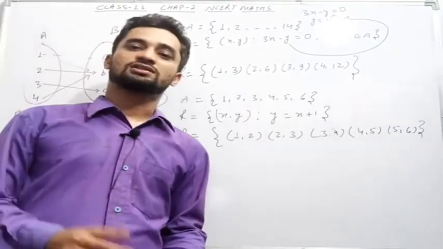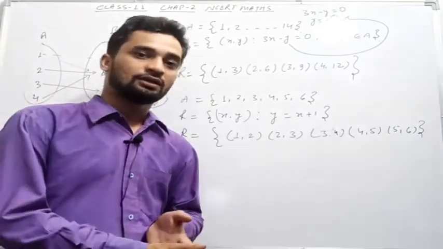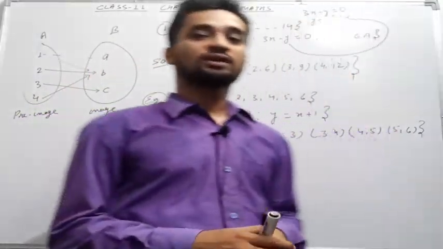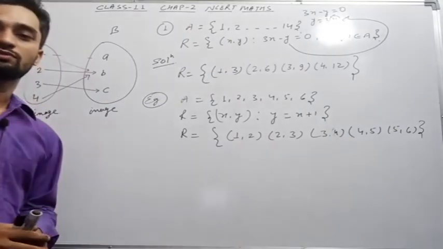I think you understand how to form the relation. Now in coming videos we'll see domain, range and codomain, and thereafter function. Okay, I think you understand. Thank you.